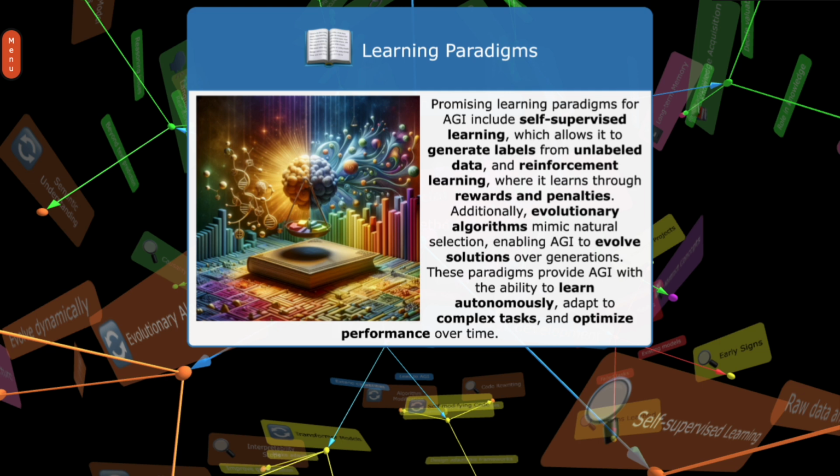Promising learning paradigms for AGI include self-supervised learning, which allows it to generate labels from unlabeled data, and reinforcement learning, where it learns through rewards and penalties. Additionally, evolutionary algorithms mimic natural selection, enabling AGI to evolve solutions over generations. These paradigms provide AGI with the ability to learn autonomously, adapt to complex tasks, and optimize performance over time.